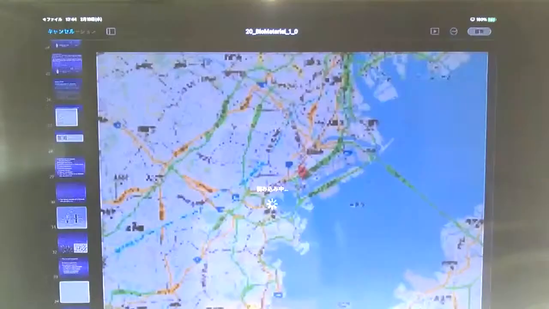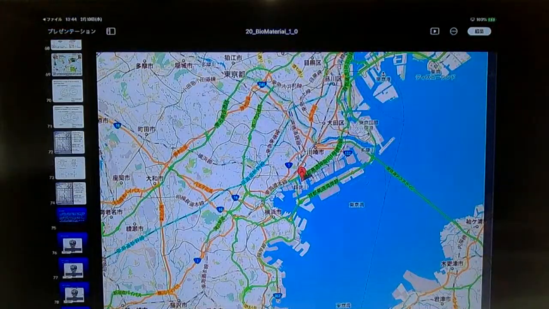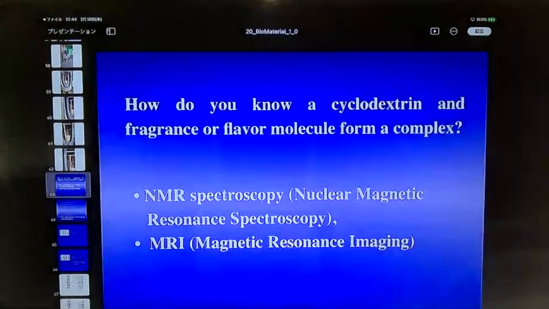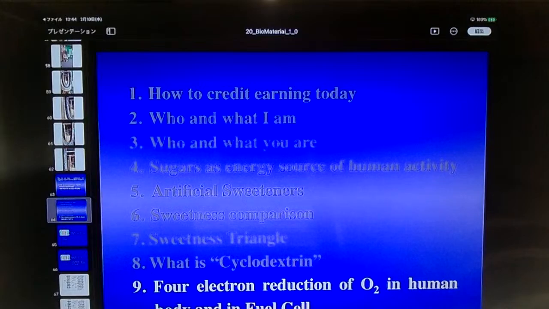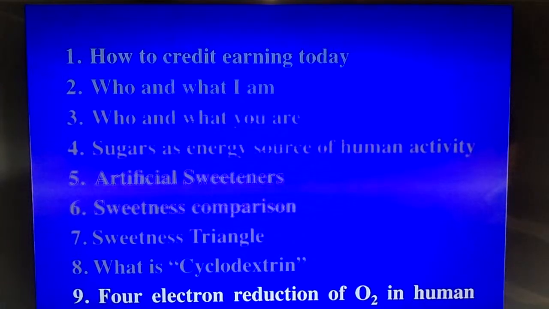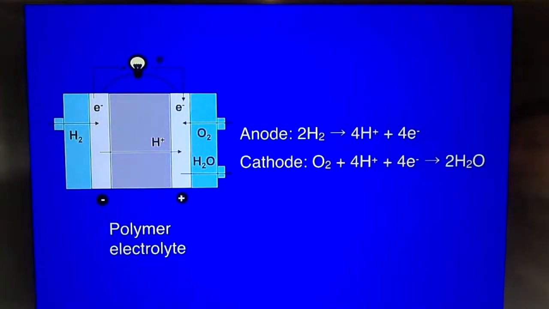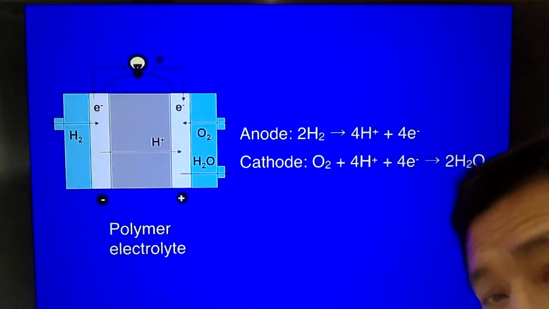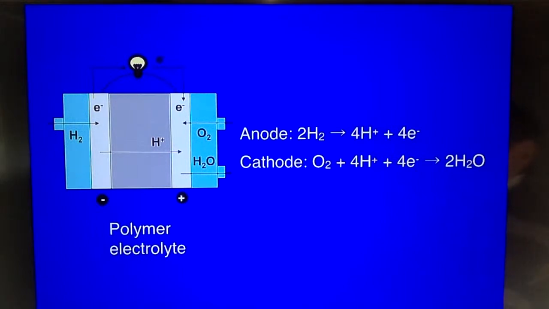Again, yeah, fourth point among the agenda, fourth point: four-electron reduction of oxygen in the human body and in the fuel cell. This is a schematic representation of the fuel cell. Do you know the fuel cell cars? Toyota has and Honda has a fuel cell car. Instead of petrol, you have to charge hydrogen.